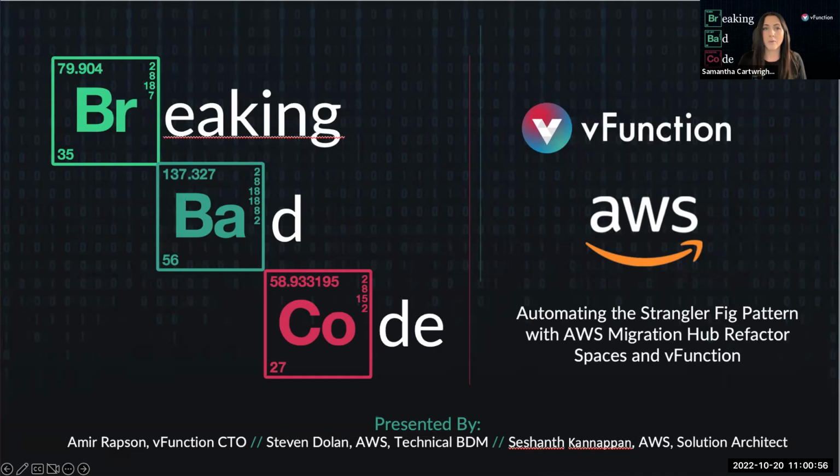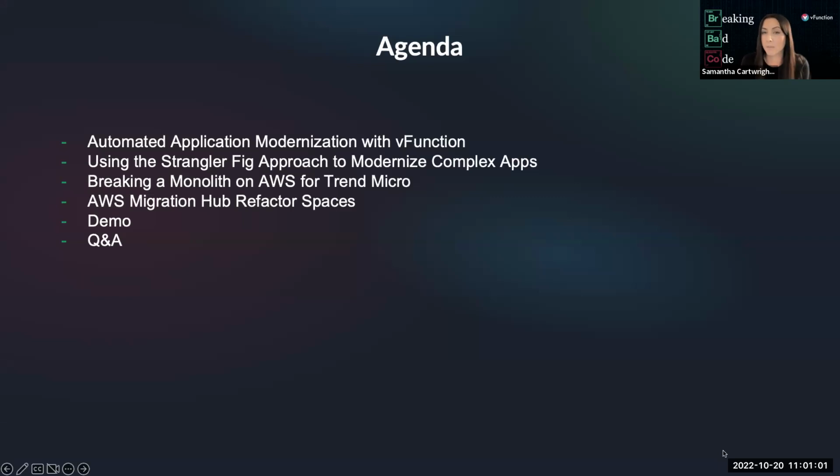I'll go ahead and kick off with just a brief agenda to get everybody in context of what we're going to be talking about today. So first off, we're going to talk about automating application modernization with vFunction. So vFunction CTO will go through this, and we'll introduce him in a second. Using the Strangler Fig approach to modernize complex apps. We're going to talk a little bit about one of our customers, Trend Micro, and how they actually broke a monolithic app that was already living on AWS. The AWS Refactor Spaces team is going to go through a demo and the services that they offer. And then at the end, we'll do a Q&A with everybody.